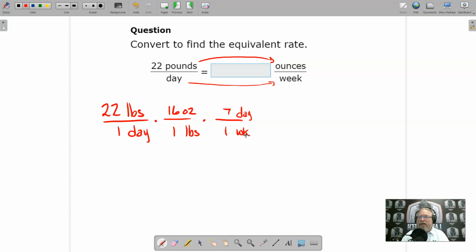Now let's do our cancellations, right? Day cancels day, pounds cancels pounds. What are we left with? Ounces up top and weeks at the bottom. And notice that's exactly what our answer is asking for. So now 22 times 16 times 7, I am not going to mental math that. 22 times 16 times 7 gives me a product of 2,464. And 1 times 1 times 1 is 1, so that is our final answer, 2464.